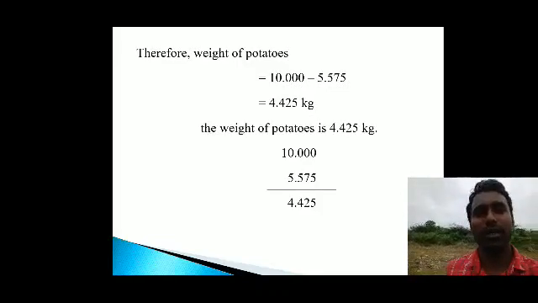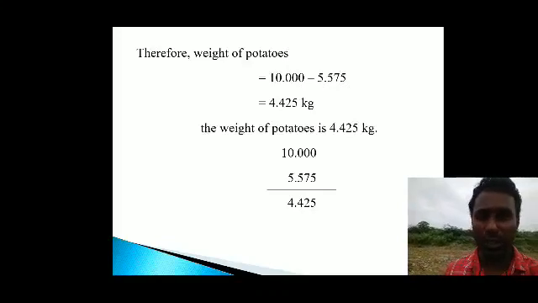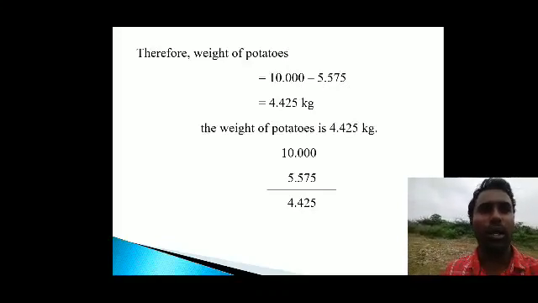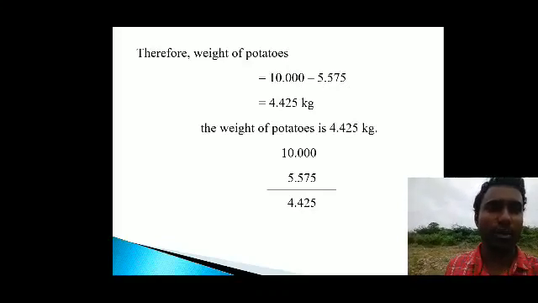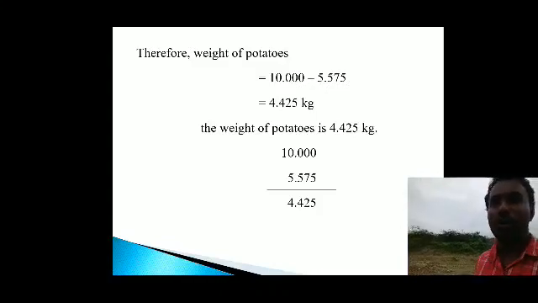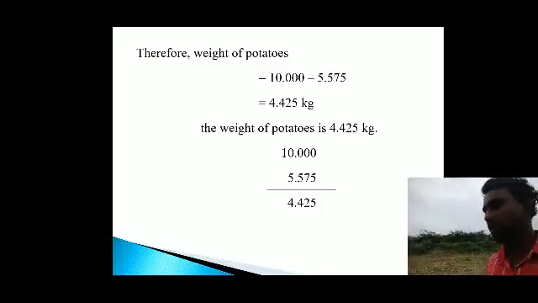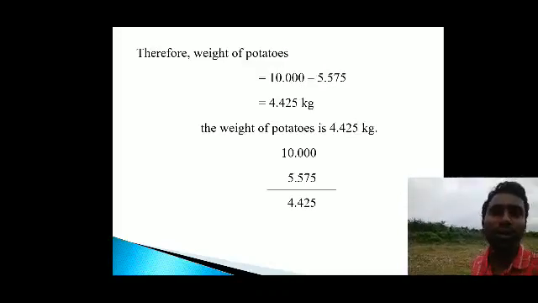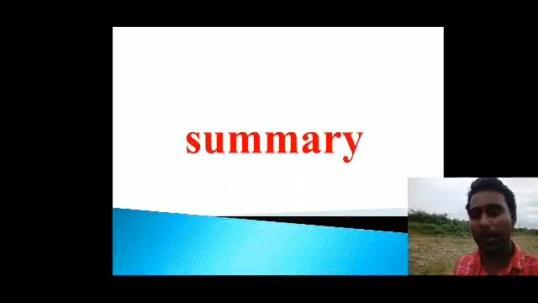So finally you have to borrow from that 1. So the remaining digits are all 9, and the last one will be 10. So 10 minus 5 is 5, 9 minus 7 is 2, 9 minus 5 is 4, 9 minus 5 is 4, and then 0. So 4.425 kilogram is the amount of potato. The potato weight is 4.425 kilograms.